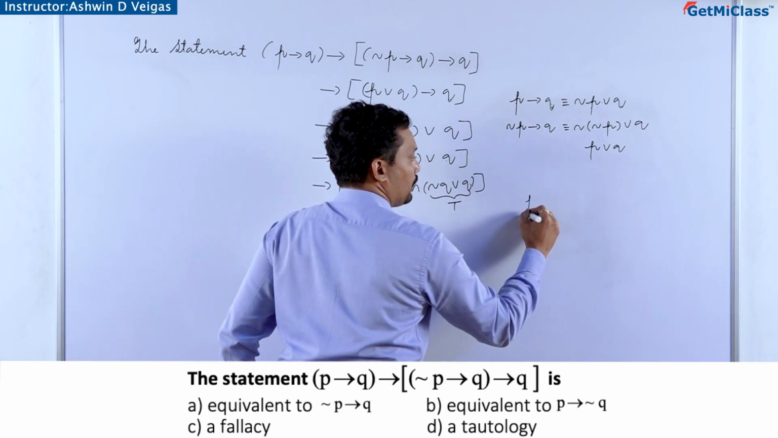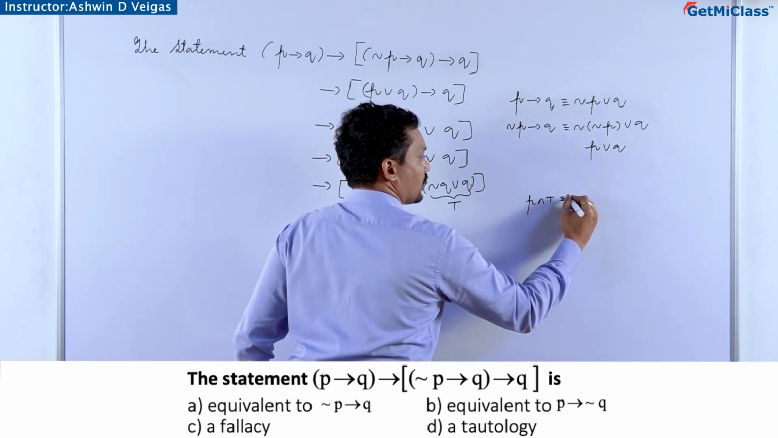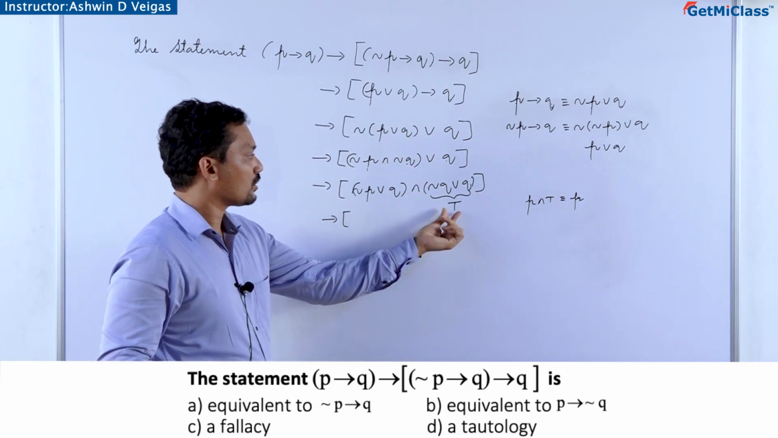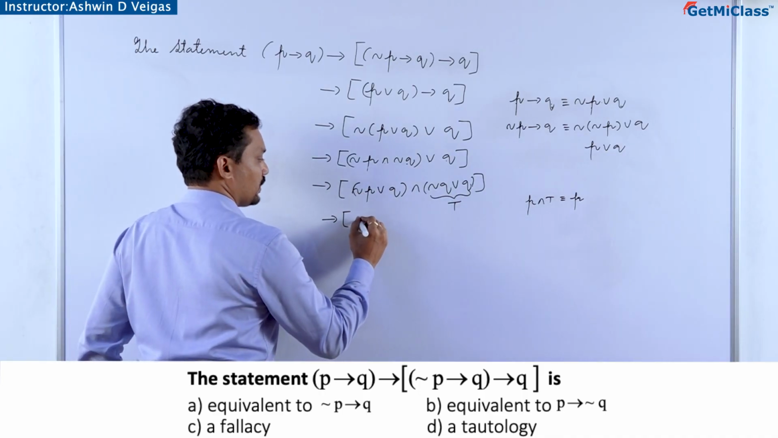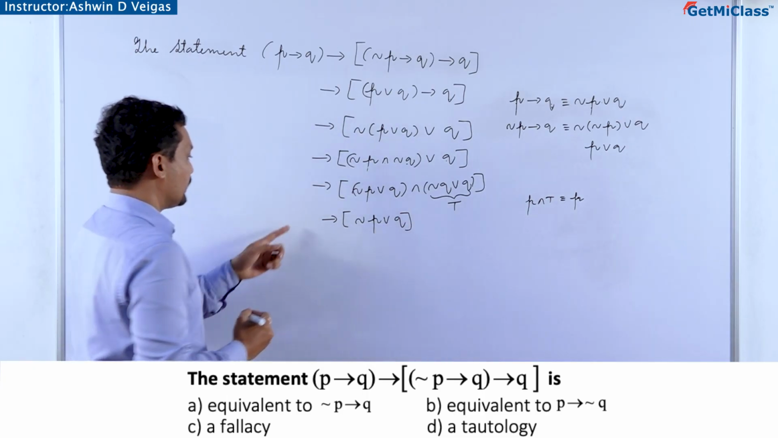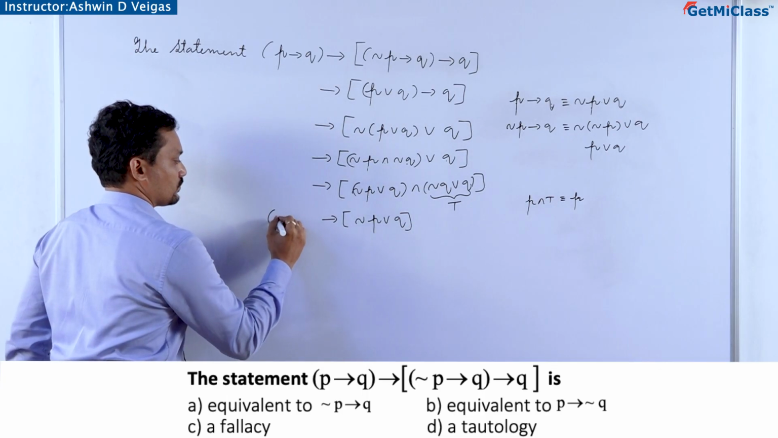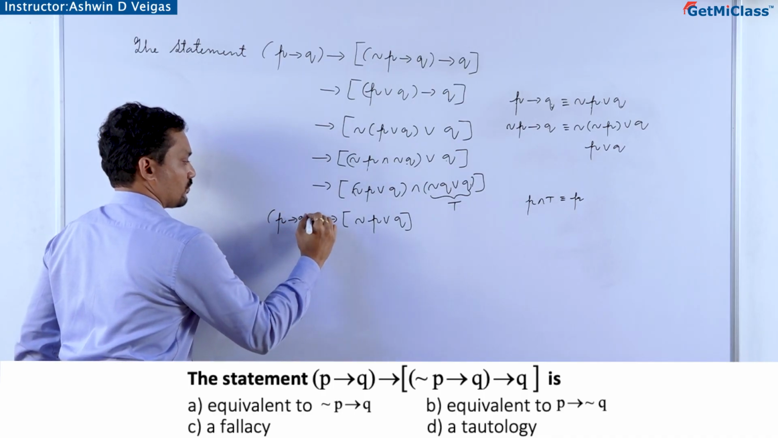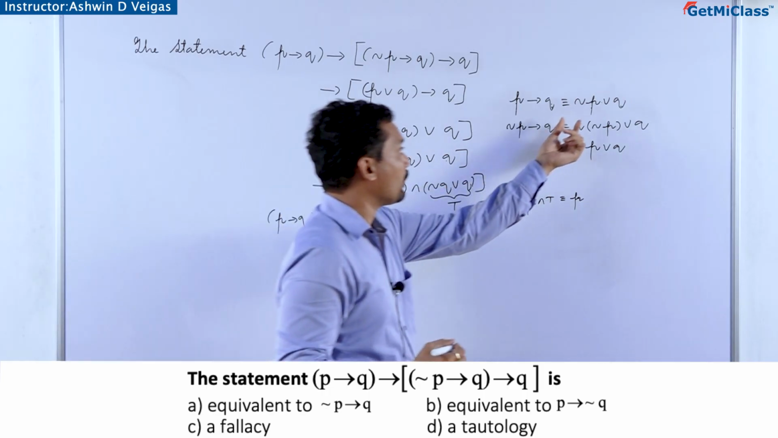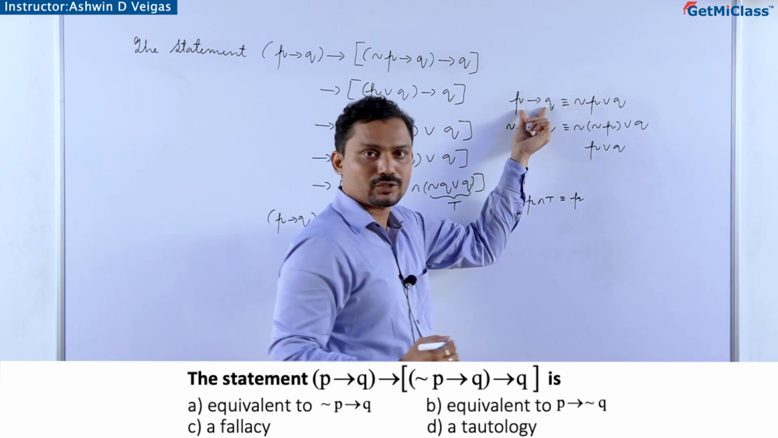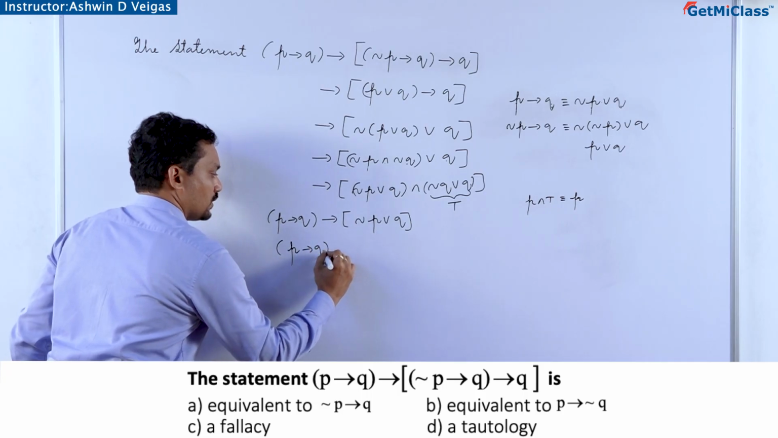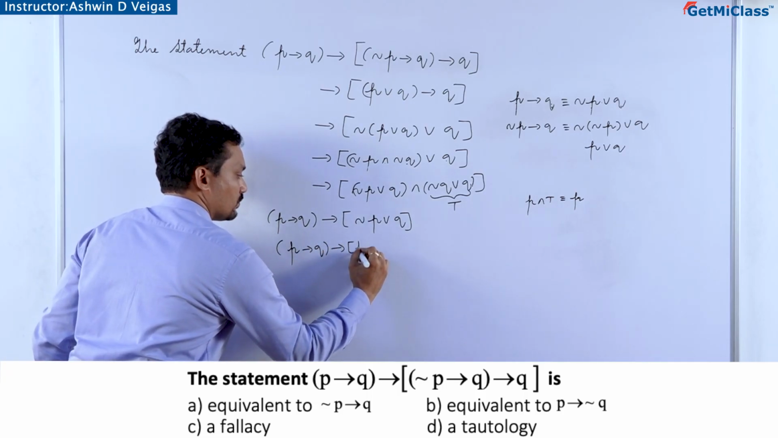Now, we know P and tautology is always equal to P itself. So, (negation of P or Q) and tautology will be this itself. So, this will be negation of P or Q. Now, this is actually P then Q. If you replace that back, negation of P or Q is again P then Q only. So, you will get (P then Q) then (P then Q).